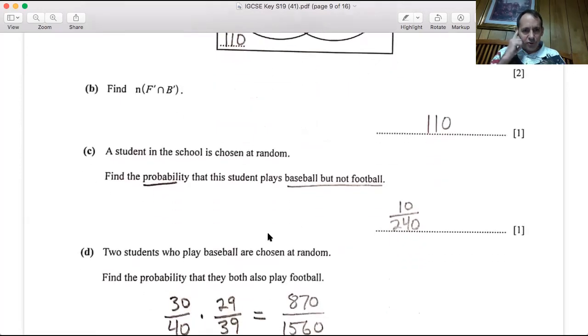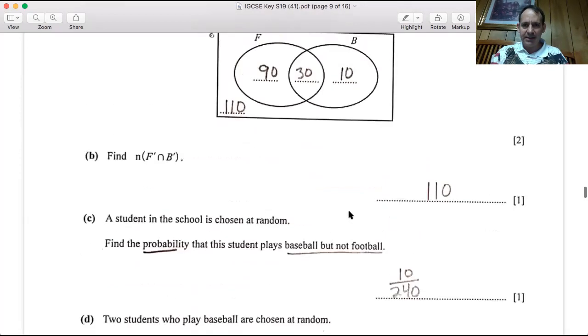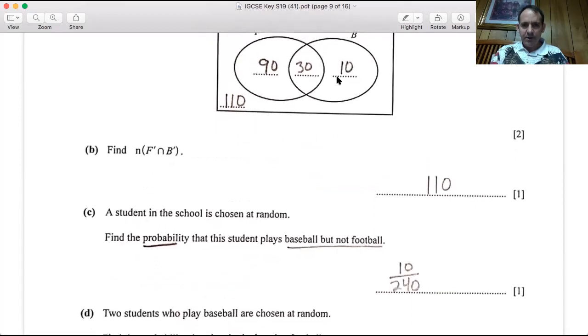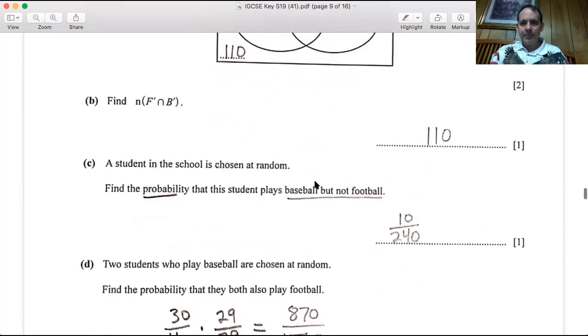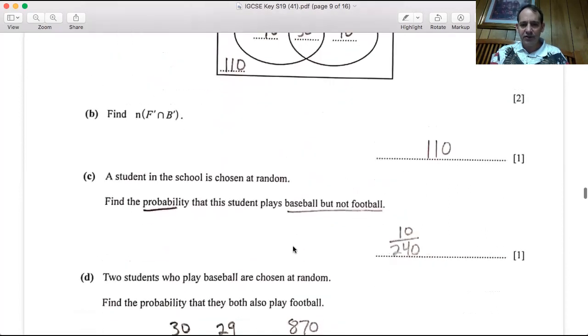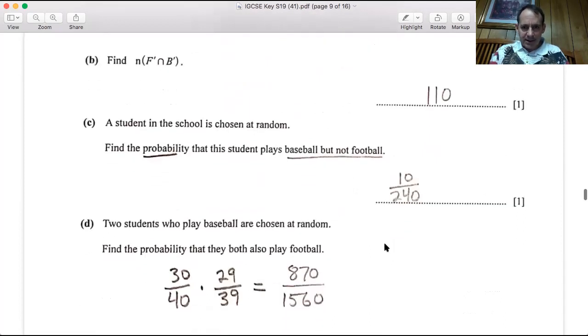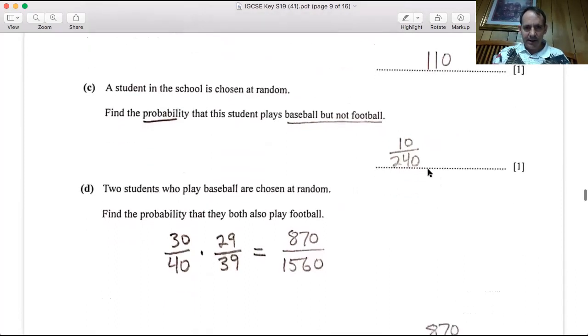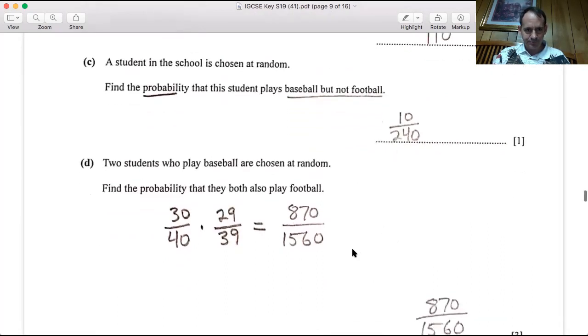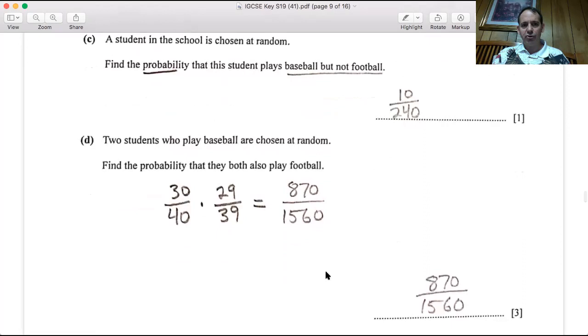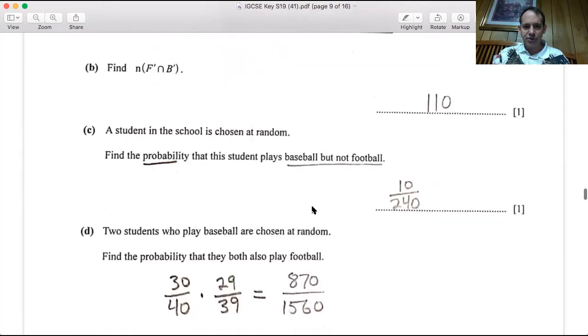A student in the school is chosen at random. Find the probability that this student plays baseball but not football. So there are going to be 10 students that play baseball, not football, out of a total of 240 students, and that would be your probability for a student that plays baseball and not football out of all the students in the school.